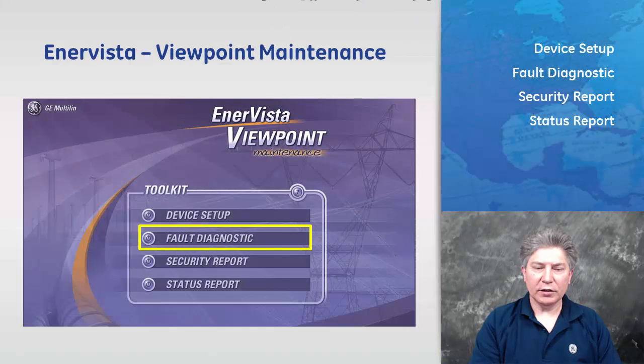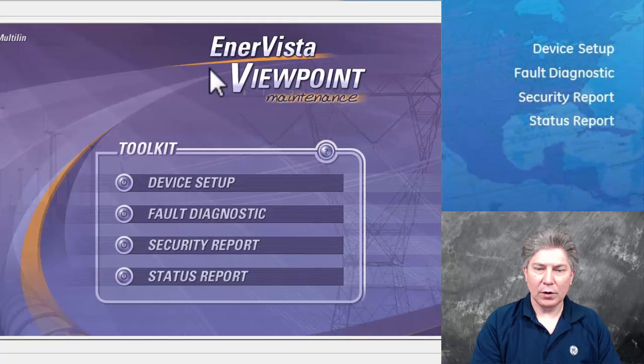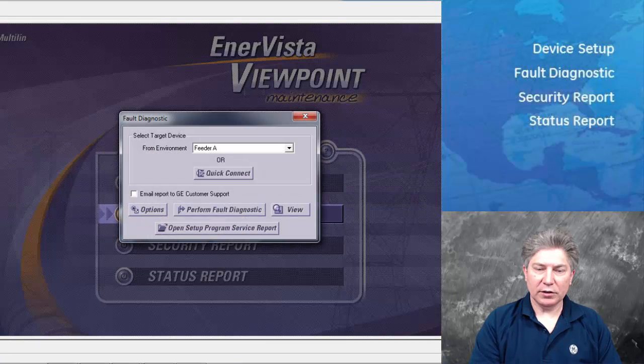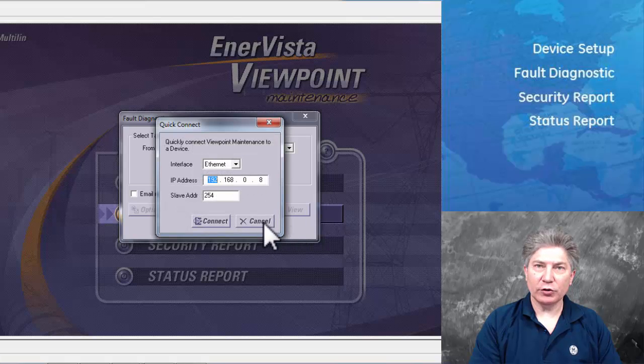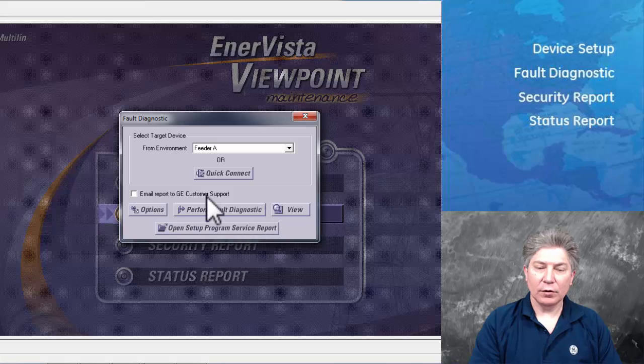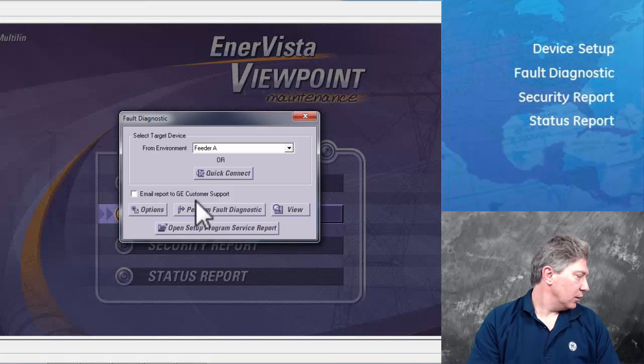Okay, let's take a look at the fault diagnostics next. The fault diagnostics tab looks like this. So when you open it up, you have a choice of either connecting to the relay through the device setup, or you can do your own quick connect. Set up in the same way, it's your choice. We can send an email to the GE customer technical support, and this is the file extension .fdg, which is the same as that created on the quick action bar.